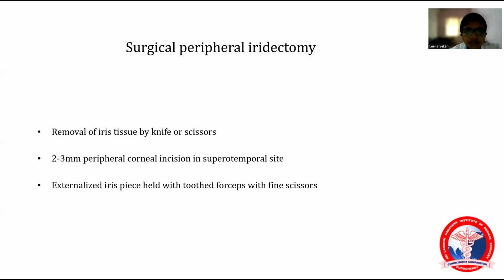Surgical peripheral iridectomy is performed by removing the iris tissue using a knife or scissors. A 2 to 3 mm peripheral corneal incision in the supratemporal site is made, and the iris piece is held with toothed forceps and we have to cut it with fine scissors.